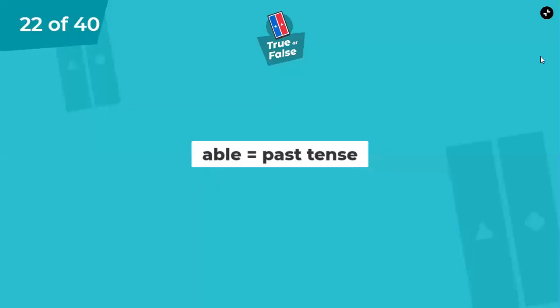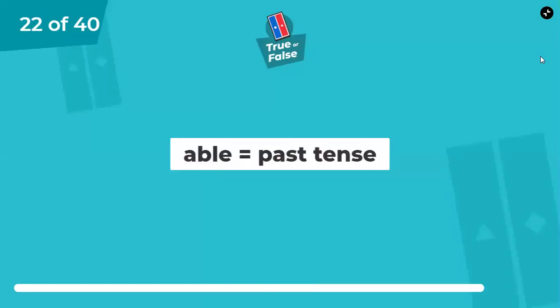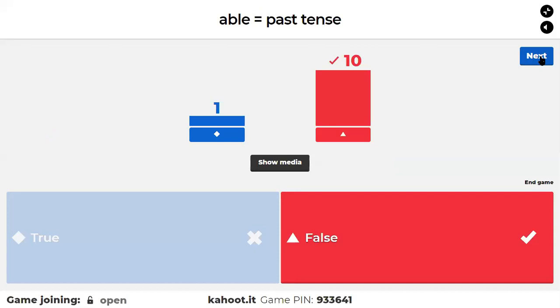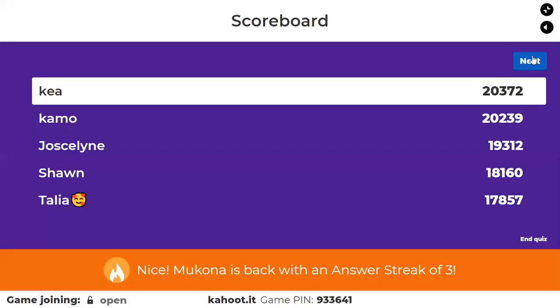Able means past tense. If you put the suffix able at the end of a word, it means past tense. Blue is true, red is false. Okay, it is false. Able doesn't mean past tense. Past tense is ed. If you put ed at the end of a word, it's past tense.